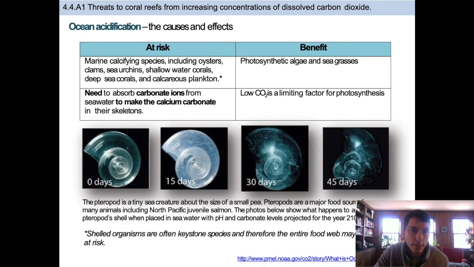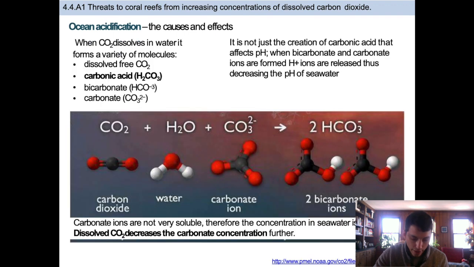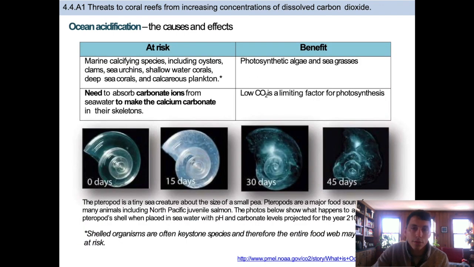And basically, what's at risk here? Anything that has calcium carbonate shells. So that includes coral, as I said, but also includes mollusks. Anything really with a shell is going to be affected by this. They need those carbonate ions to make the calcium carbonate in their skeleton. So if those carbonate ions are instead being taken up by carbon dioxide, they're not going to be as available, and their shells are not going to be as strong. So they are going to have much more limited survivability.